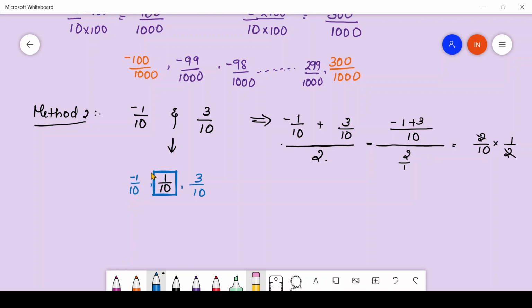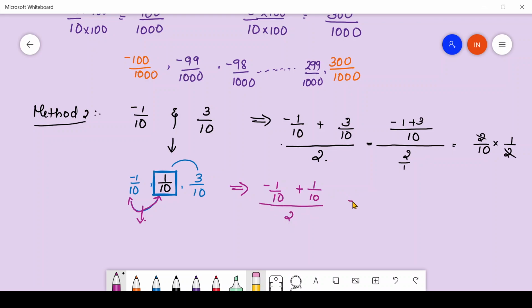So what we should do? We can take either these two and find out the mean, or we can take either these two and find out the mean. Now I'm going to take these two and check out what will be the mean of this so that we will get the rational number between these two, right? So let me take the rational numbers negative 1 by 10 and 1 by 10. So I'm adding these two and finding out the mean over here.